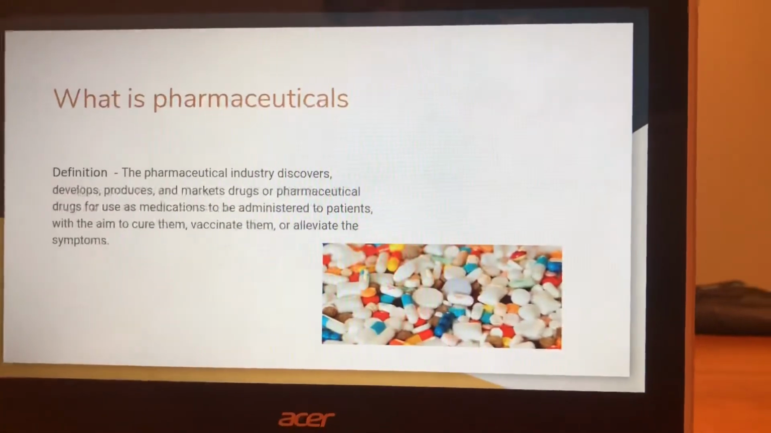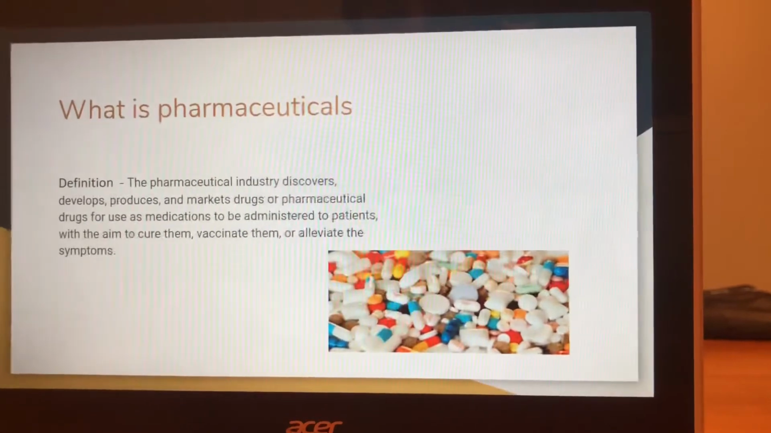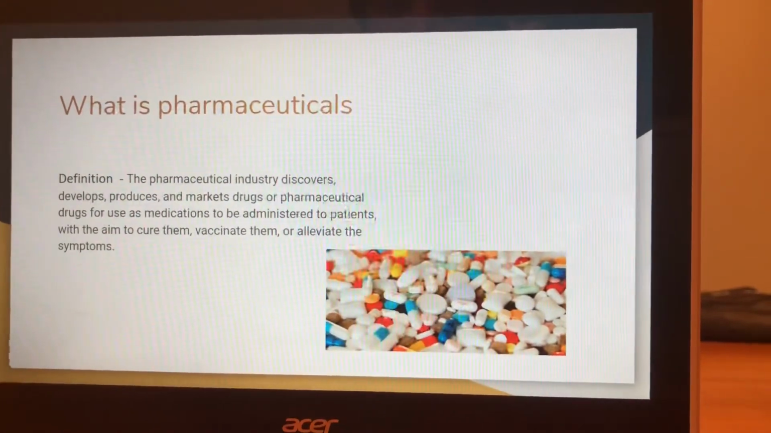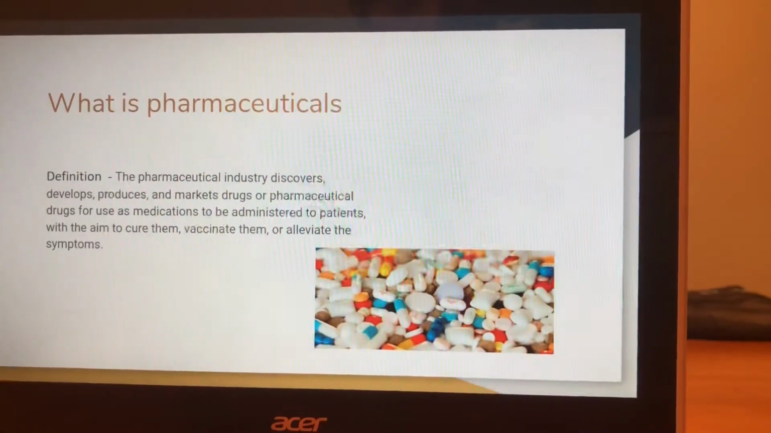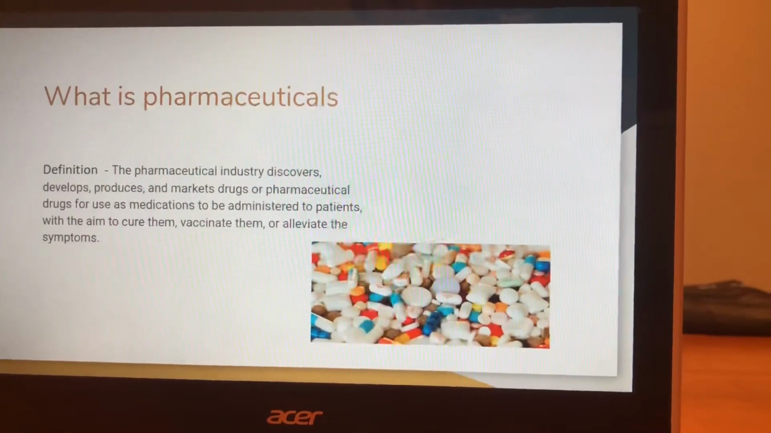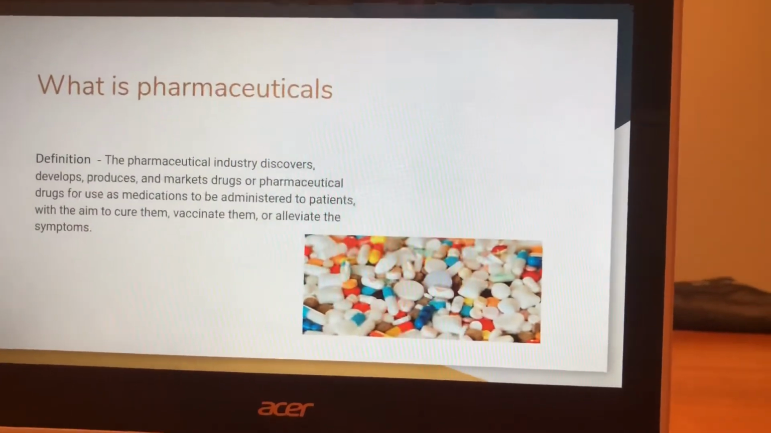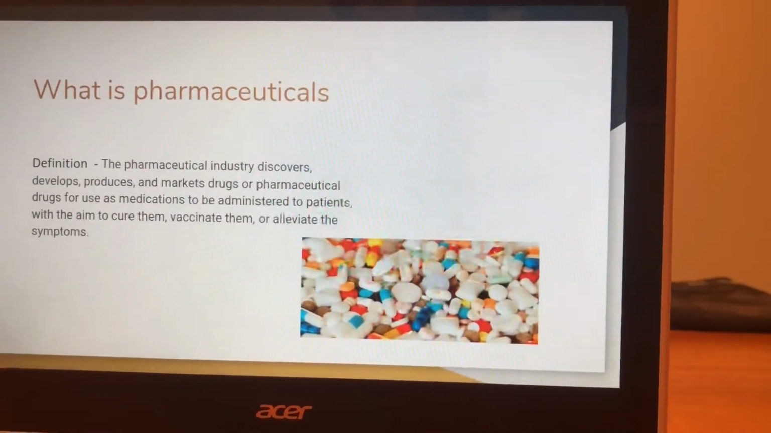So for my job, I chose pharmaceuticals. Pharmaceuticals is an industry that discovers, develops, produces, and markets drugs or pharmaceutical drugs for medication that can be administered to patients. And the purpose of this is to cure them, to vaccinate them, or to get rid of symptoms.